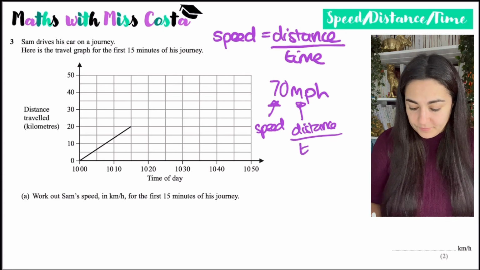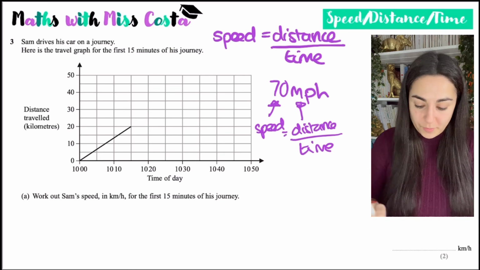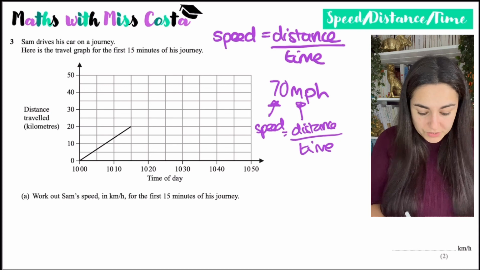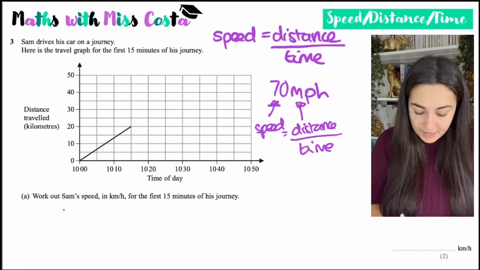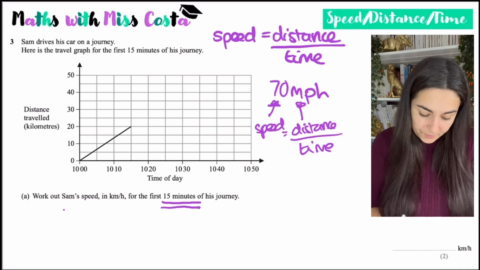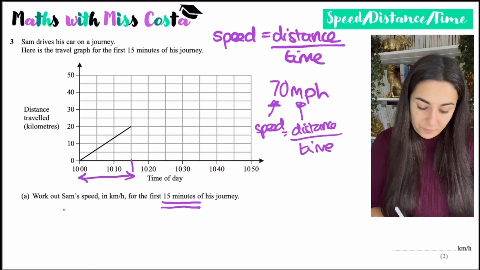Hour is time. So therefore, speed equals distance divided by time. So that's just a little trick if you forget the formula. But speed is distance over time. So over here, we want to work out Sam's speed in kilometers per hour for the first 15 minutes of the journey. So he starts at 10 and 10:15 would be here. So this is the first 15 minutes of the journey.